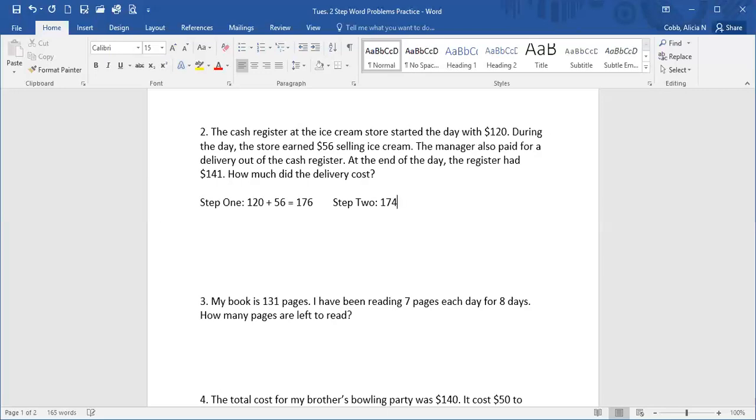So I have to subtract $141 from 176. So I notice that I can take 1 away from 6. So I know that my number in the ones place will be a 5. Then I see that I can take 4 away from 7, which will leave me 3. So the delivery cost was $35.